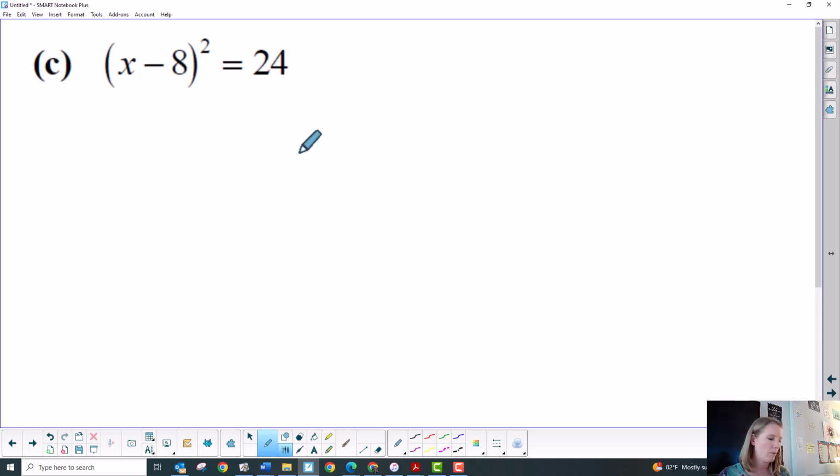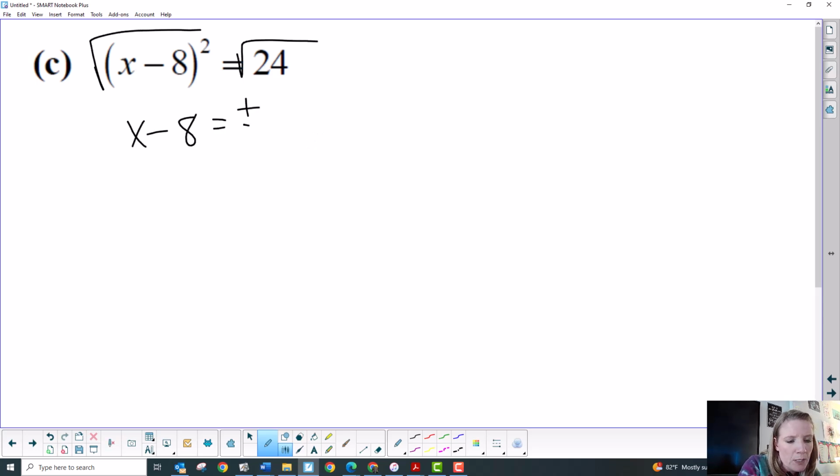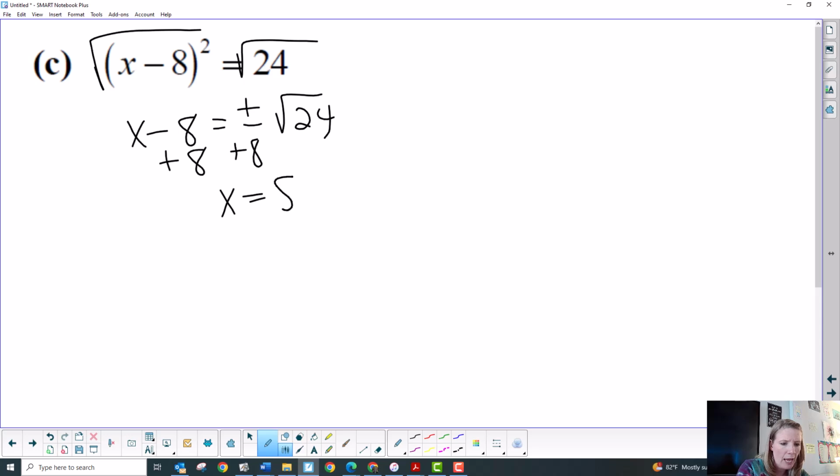And then C, we have x minus 8 squared, so you can actually take the square root of that one as well. So you have x minus 8 equals plus or minus the square root of 24. You move the 8 over. So x equals 8 plus or minus the square root of 24.